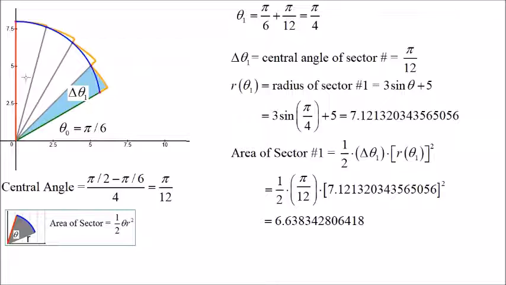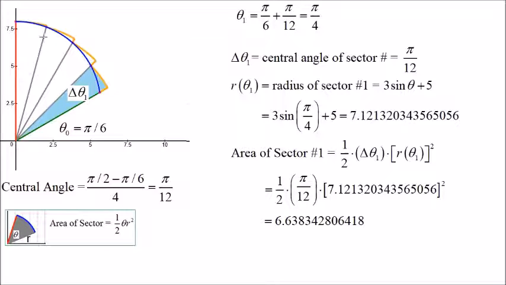Eventually, we fill this up with thousands of sectors, and then this angle here and this angle here will be about the same. If the central angle is very, very small, then this angle versus this angle would be about the same. So it really doesn't matter if we use pi over 6 or pi over 4 to calculate the radius for the first sector.